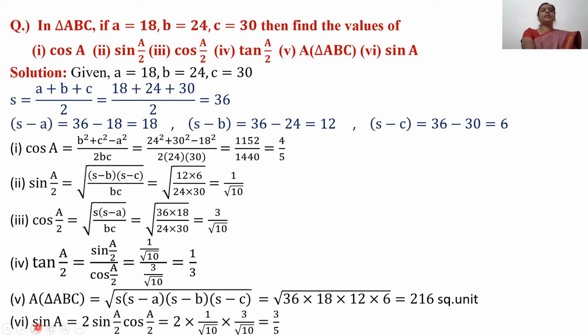Now to find sin A, we know the formula from trigonometry which we have learned in 11th standard, that sin theta is equal to 2 times sin theta by 2 cos theta by 2. You will use that formula. Here sin A will be 2 times sin A by 2 cos A by 2. Therefore this is equal to 2, the value of sin A by 2 is 1 upon root 10, the value of cos A by 2 is 3 divided by root 10, and after simplification this will be equal to 3 by 5.